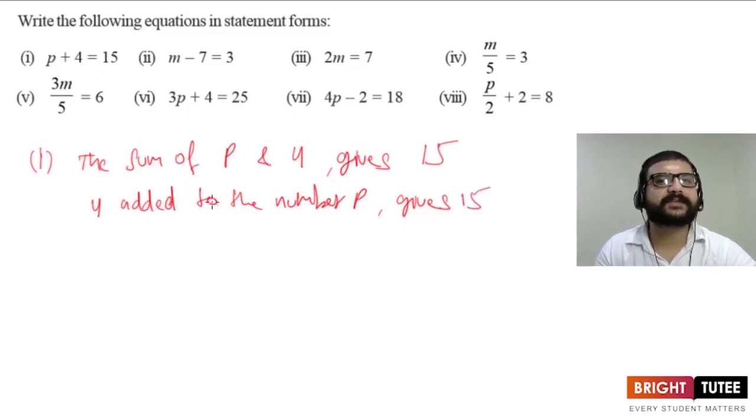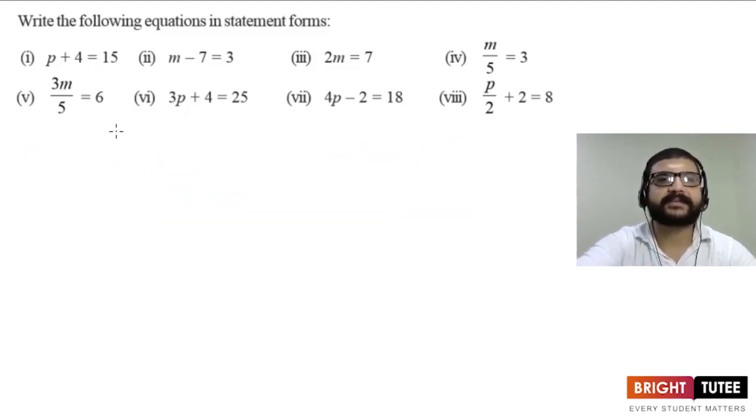This can also be one of the statements representing the first equation. So it means we can have more than one statement representing the given equation. Now let's see the second equation. The second equation here is m minus 7 is equal to 3.